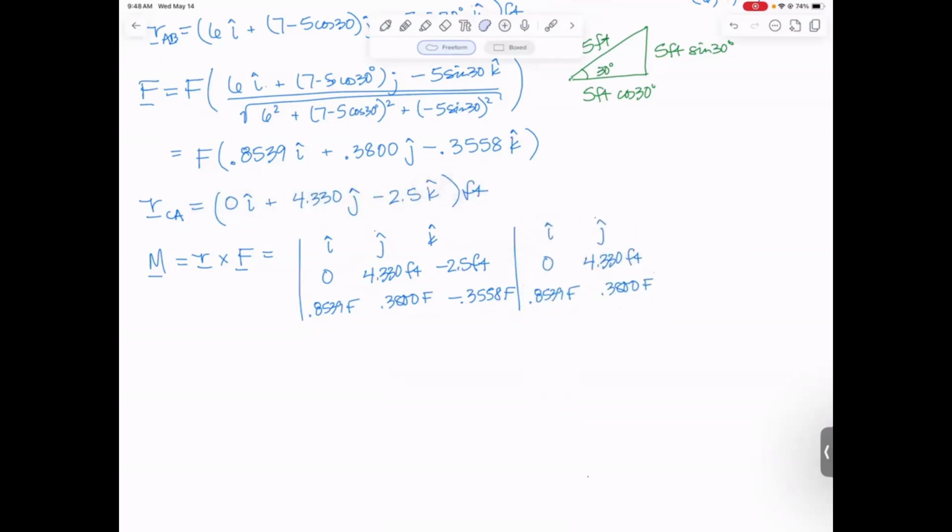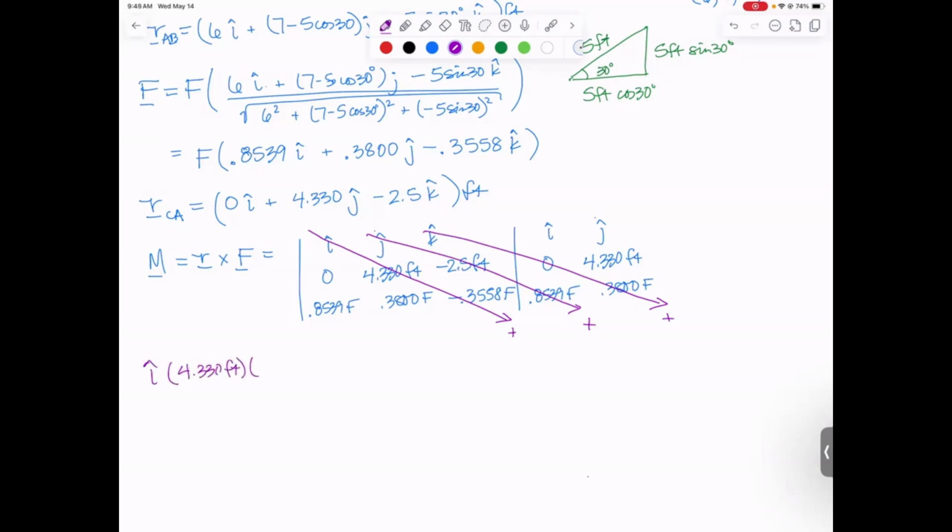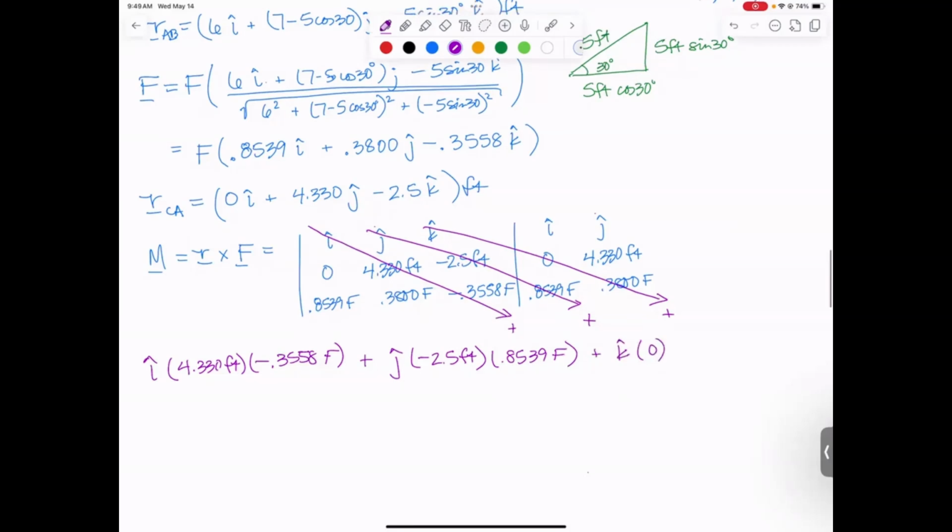Now we're going to do what's called a basket weaving technique. I like to use colors to separate it. First, we're going to go downhill left to right, and we're going to add. Let me write those down. We're going to have an I times 4.330 feet times minus 0.3558 F. Then we do the next one, which is the J piece, plus J times minus 2.5 feet times 0.8539 F. And finally, plus K times 0, here's where the 0 becomes our friend, times 0.3800 F.